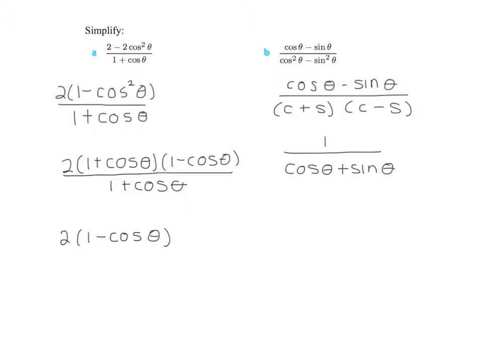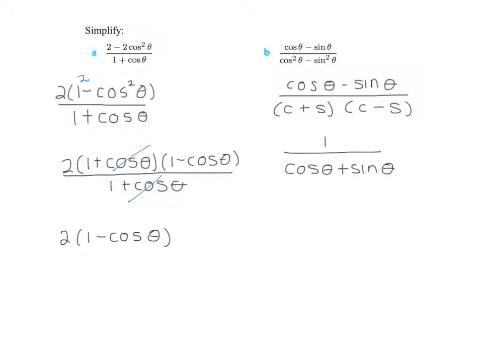Simplify. We're given 2 minus 2 cosine squared theta on the numerator, so we can factor out the 2, and you're left with 1 minus cosine squared theta, all over 1 plus cosine of theta. 1 could be rewritten as 1 squared, so it's something squared minus something else squared, so this is another difference of squares. You can factor what's in the parentheses as 1 plus cosine of theta and 1 minus cosine of theta. Then you can cancel out the 1 plus cosine theta on both top and bottom. Then you're left with 2 times 1 minus cosine of theta.